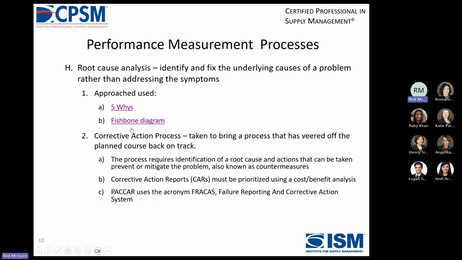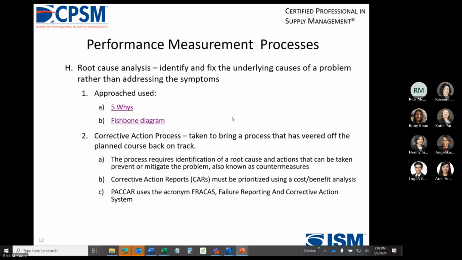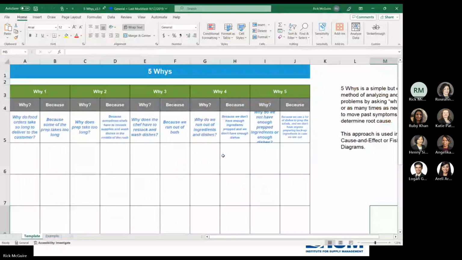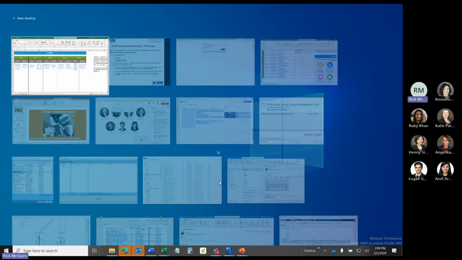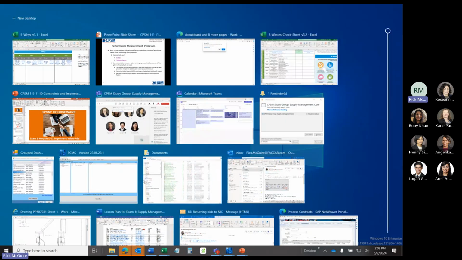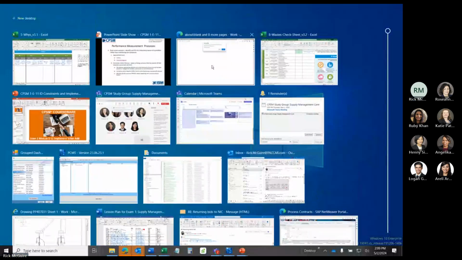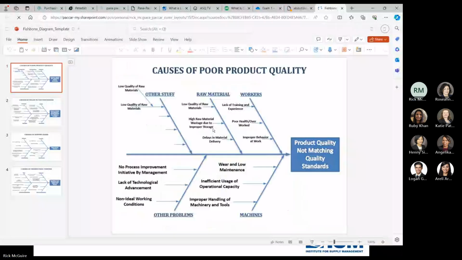Root cause analysis, the 5 whys and the fishbone diagram. So you've got 5 whys here. Here's a template for you. You just keep asking why 5 times to get to the root cause. You also have a fishbone analysis, if I can find it. But the fishbone diagram is in PowerPoint. It's got a few different versions of it.